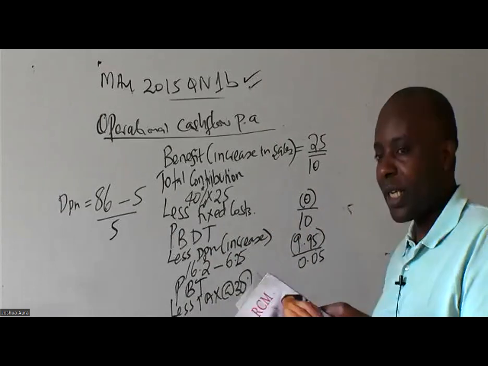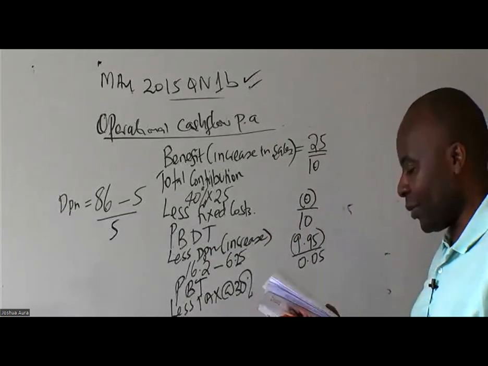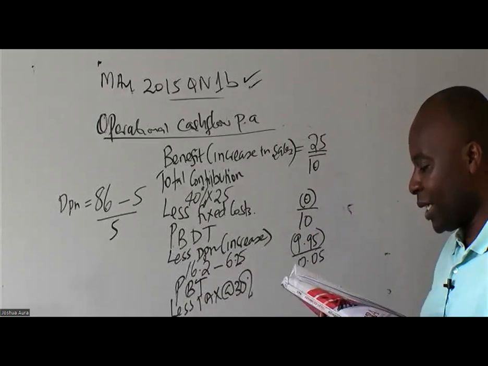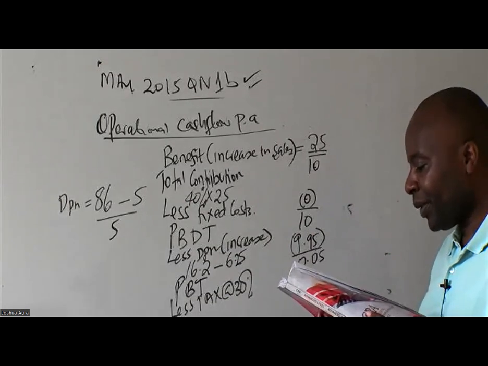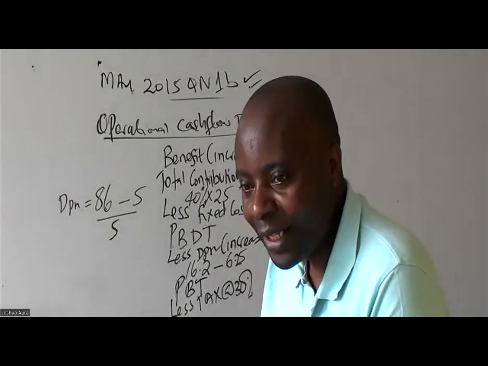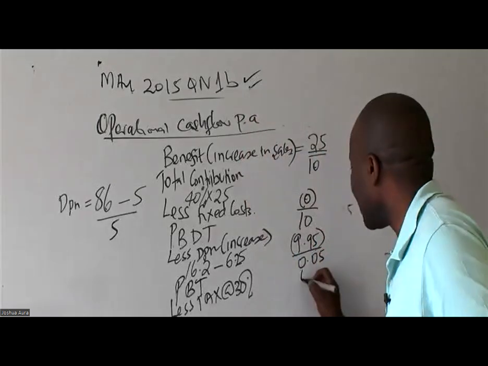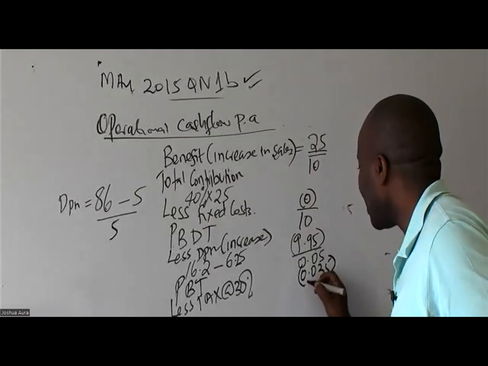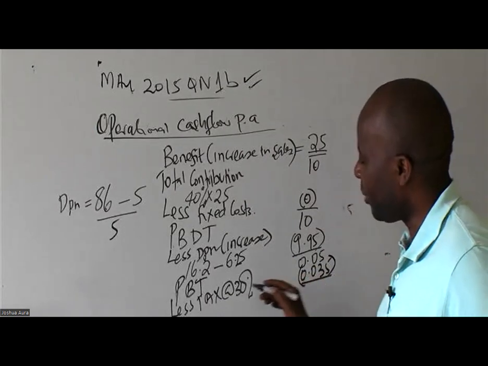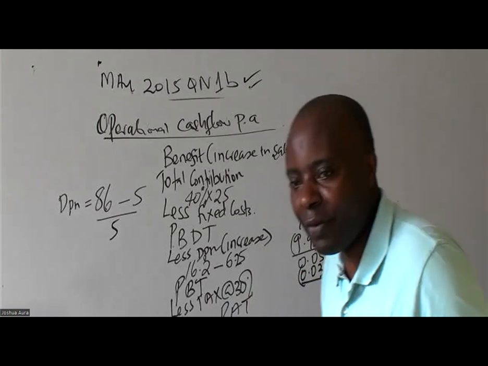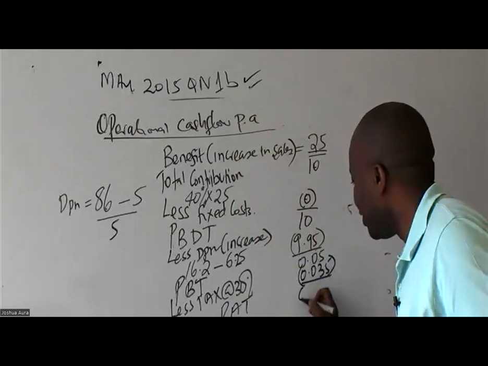Are you able to give us our tax at 30%? What are we getting? Yes, they're saying that tax is 0.035. Thank you very much. Tax is 0.035. So please subtract here to get profit after tax. I'm being given a figure of 0.015 for profit after tax.